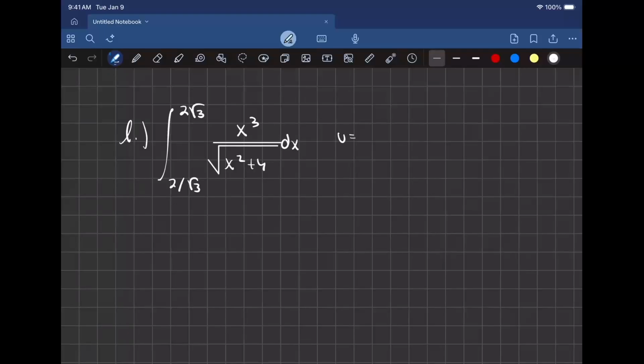So we'll let our u be x squared plus 4, not x cubed. So our du is just 2x dx.